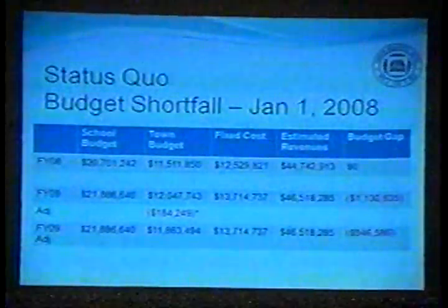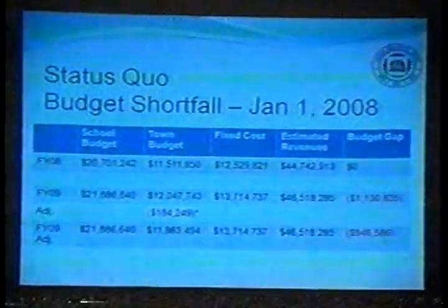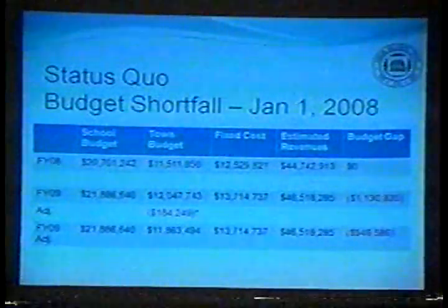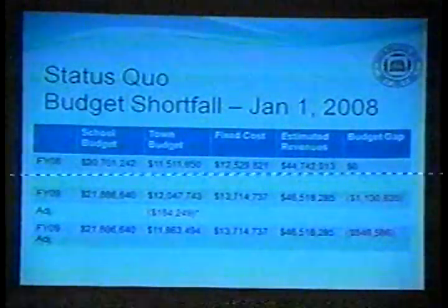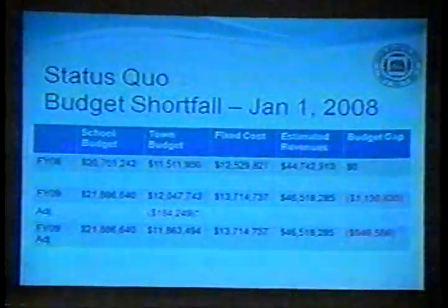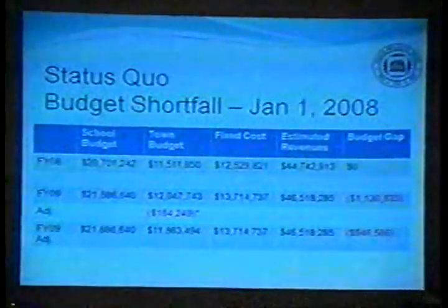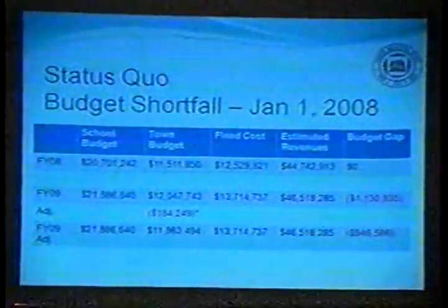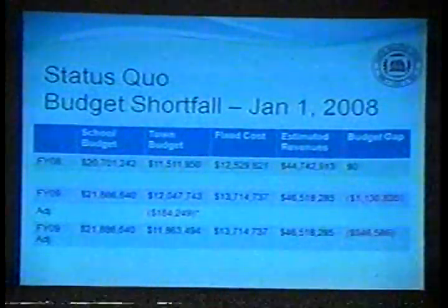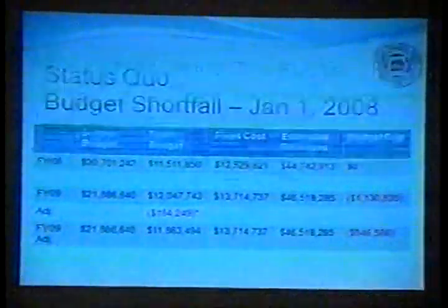Come January, how do we close this gap? We work very closely with the school department, finance committee, town administrator, town finance director, school business manager, and school superintendent to see what we could do about closing this gap. The first adjustment was that the town administrator reduced the town budget by $184,249, bringing it down to about a 3% increase, which left a gap of $946,536.